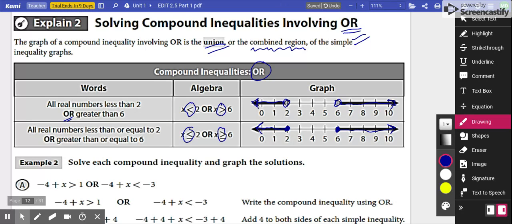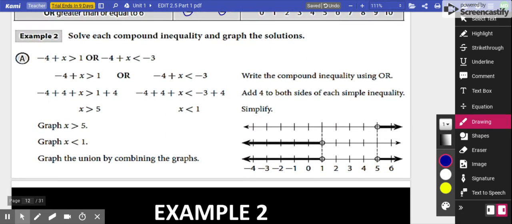So let's take a look at this second example that our book did for us. Okay. We're given a compound inequality and we wanted to graph the solutions. So we have -4 plus x is greater than 1 or -4 plus x is less than -3. I can treat these two inequalities separately. Okay? They don't overlap. They're just in this number sentence here using my word or.